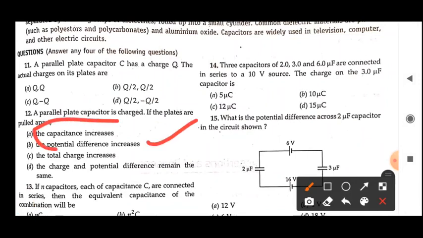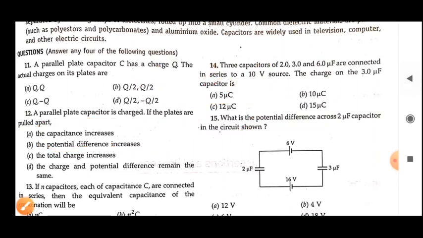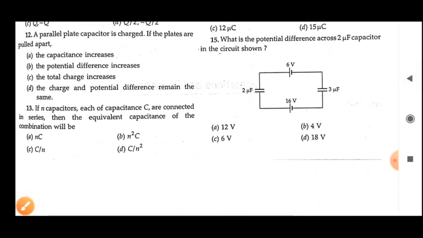Why will the other option not be correct? For the parallel plate capacitor, capacitance is given by epsilon 0 A by D. As capacitance is inversely proportional to D, if D increases, then capacitance will decrease, not increase. The total charge will remain the same, and the charge and potential difference will not be the same. So only our second option is correct in this case. Now let's see the third one.